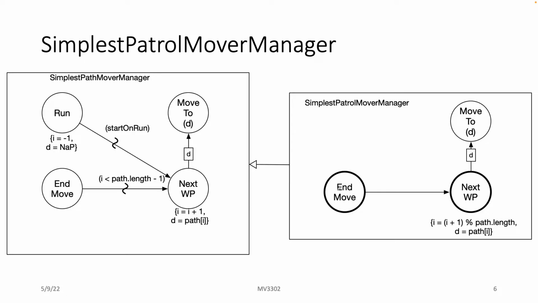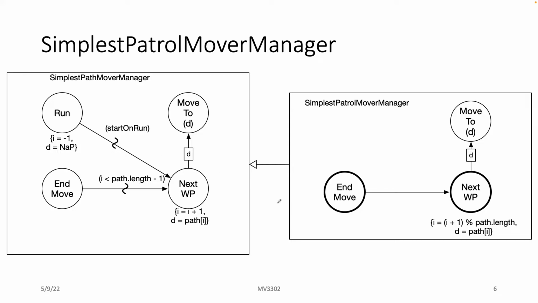And the key thing here is the next waypoint. From the end move to the next waypoint, we say we're going to schedule the next waypoint only if there is a next waypoint. And if there isn't, we're going to stop. So what if we wanted to go back to the beginning and do it all over again?